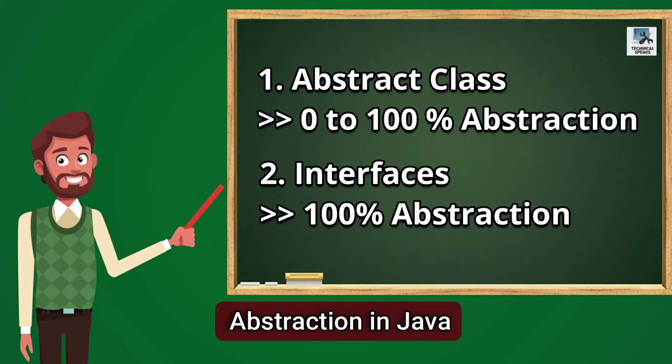Next we have to learn how we can achieve abstraction in Java. In Java we can achieve abstraction in two ways. The first one is by using abstract class, and the second one is by using interfaces. The most important thing is we can achieve 0 to 100% abstraction from abstract class, and through interfaces we can achieve 100% abstraction. In this video we are going to learn how we can achieve abstraction through abstract class, and in later videos we will learn how we can achieve abstraction through interfaces.